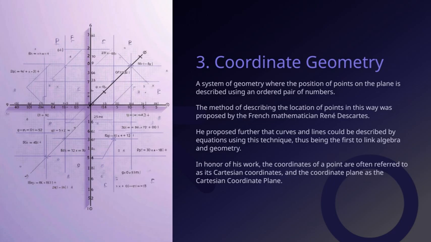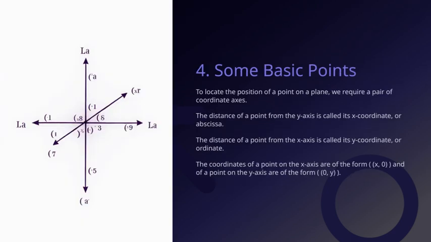What this means is that instead of just drawing shapes and lines visually, we could now describe their positions and forms mathematically. The method of describing the location of points in this way, by using ordered pairs of numbers, was introduced by René Descartes, a French mathematician who revolutionized how we understand geometry. And this leads us to what we now call coordinate geometry, a system where the position of any point on the plane can be precisely defined by an ordered pair of numbers. This approach forms the foundation for much of modern mathematics and helps us analyze geometric figures in a very systematic and algebraic way.